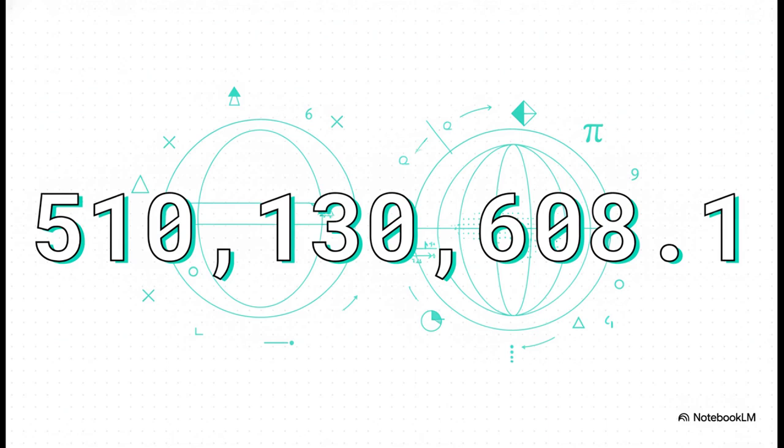Now, when we actually do the math, multiplying 4 by 3.142 by the radius squared, our calculator is going to spit out this absolute monster of a number. Look at this, 510,130,608.1 kilometers squared. I mean, this chaotic, unrounded number is exactly why standard form was invented in the first place. It's way too long, it's incredibly prone to being misread, and honestly, it implies a level of exact accuracy that we just don't actually have.